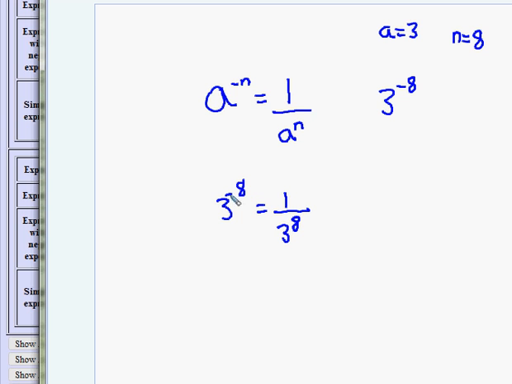Replacing this a with 3 and that n with 8 gives me the question. It says 3 to the negative 8 power. And then replacing this a with 3 and this n with 8 gives me the answer to the question, 1 over 3 to the 8th power. So whatever you like better. I'm not sure the property really helps. It's just nice for you to see how we communicate mathematics using symbols.